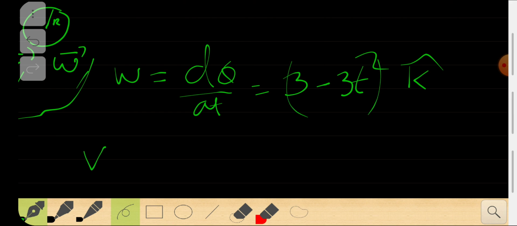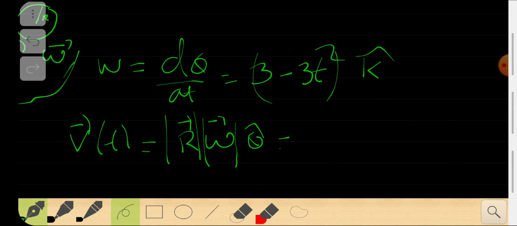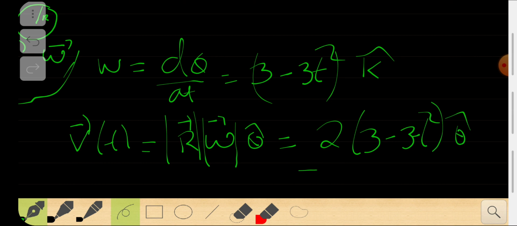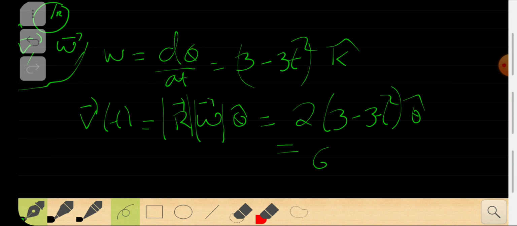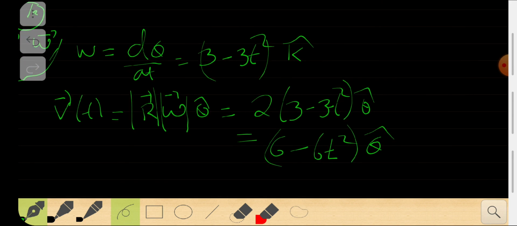Now what is v of t? Well, v of t is just r omega, in the theta cap direction, the magnitude of them in the theta cap direction. r is just 2 meters, so it's 2 times 3 minus 3t square in the theta cap direction. This is just a basic problem anyway, it's easy to do.